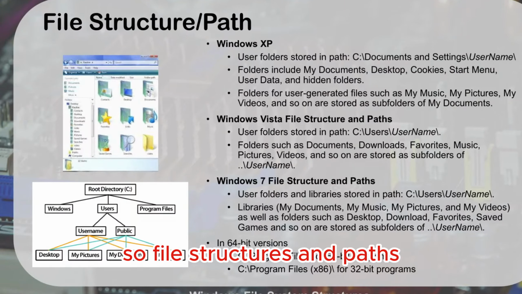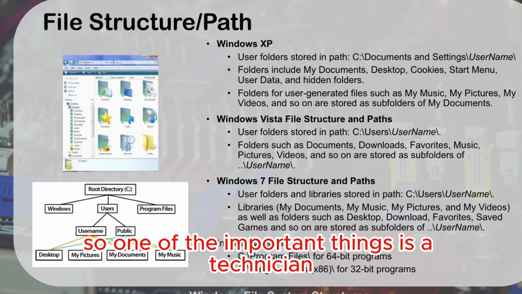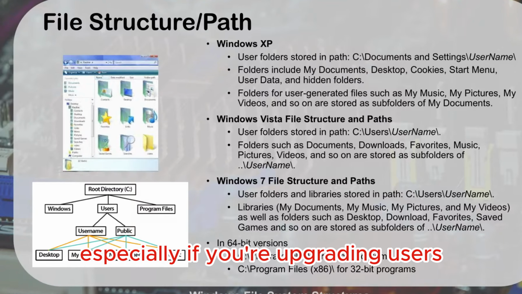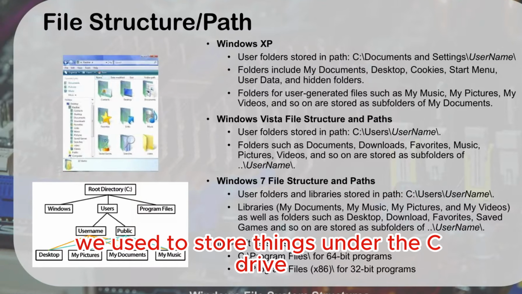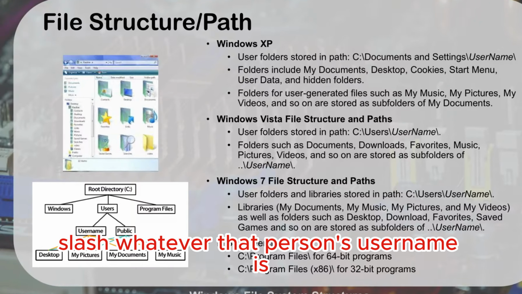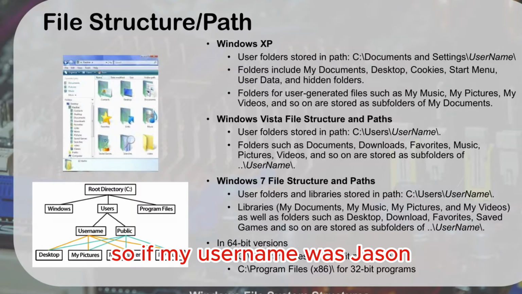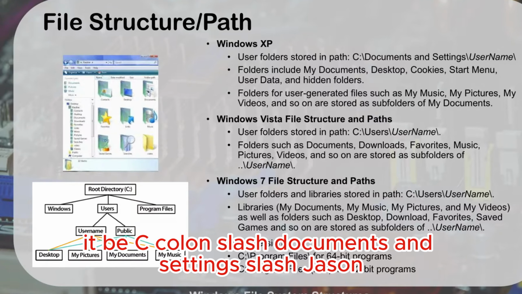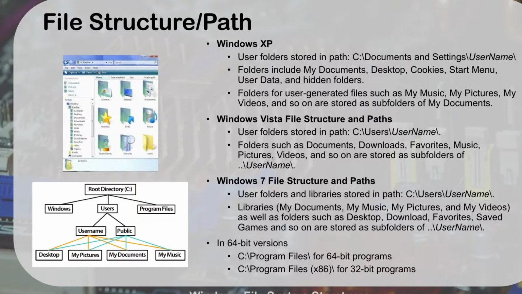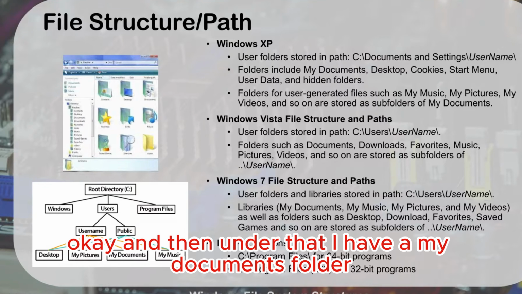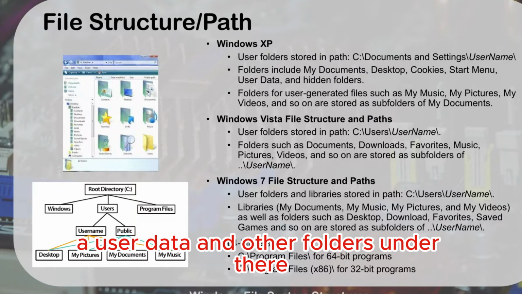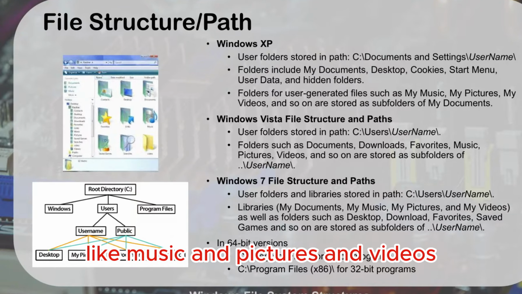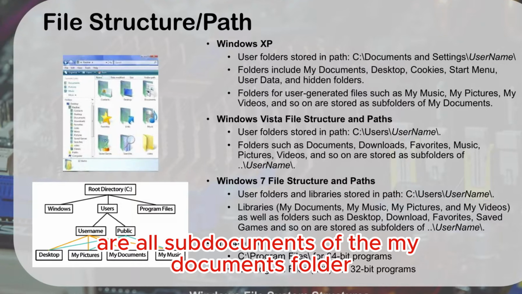So file structures and paths. One of the important things as a technician, especially if you're upgrading users, is to know where their documents are going to be stored. So in Windows XP, we used to store things under the C drive, under Documents and Settings, / whatever that person's username is. So if my username was Jason, it'd be C:/Documents and Settings/Jason. Okay. And then under that, I'd have a My Documents folder, a Desktop folder, a Cookies folder, a user data, and other folders under there. All the stuff that I generate, like music and pictures and videos, are all sub-documents of the My Documents folder.